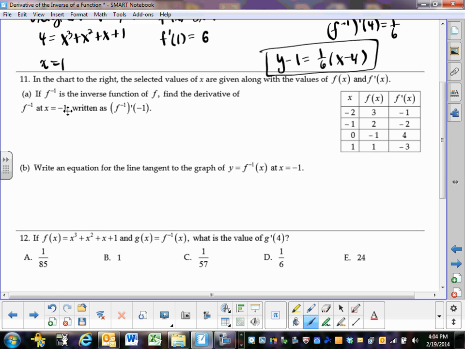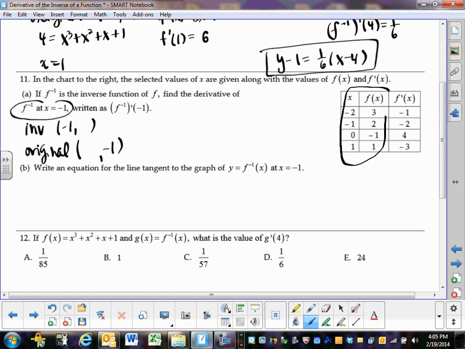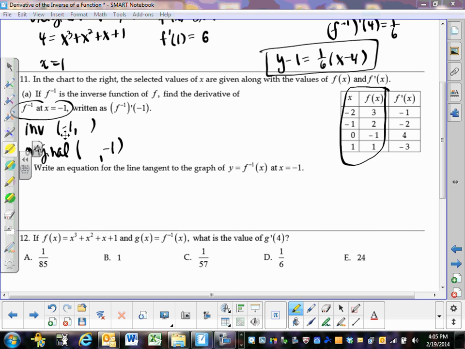For the next one, the inverse has x equal to 4. So that means that the original function has to have y equal to 4. So if 4 equals x cubed plus x squared plus x plus 1, I notice right away that x would have to equal 1. So the original point is (1, 4) and the inverse is (4, 1).